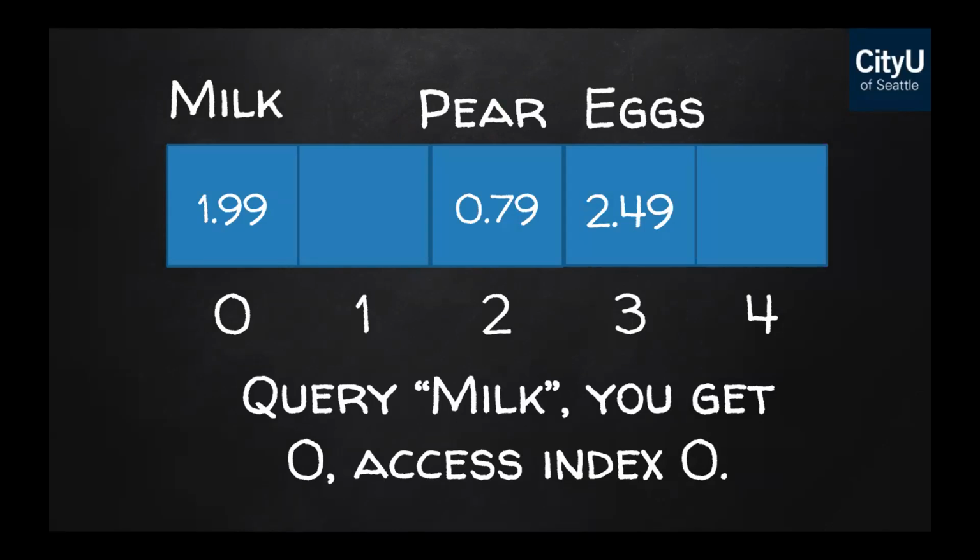So basically what happens now is if you query milk, you get the number 0, and if you get the number 0, you access this part of the array. That is much faster because you just ask for a certain string, it gives you a number, and that gives you the exact location in the array. You don't have to search through it.